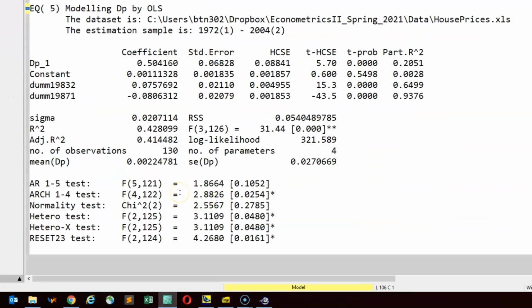So we can see that the error term is still not autocorrelated, and now we do not reject the null of normality. There still seems to be some issues, at least borderline, with the heteroscedasticity. But overall, this model here is slightly better specified than the one without the dummy variables.